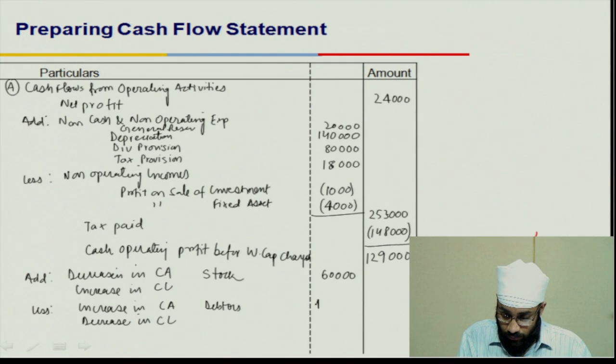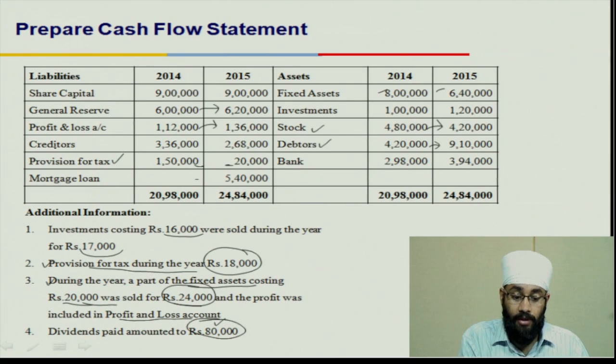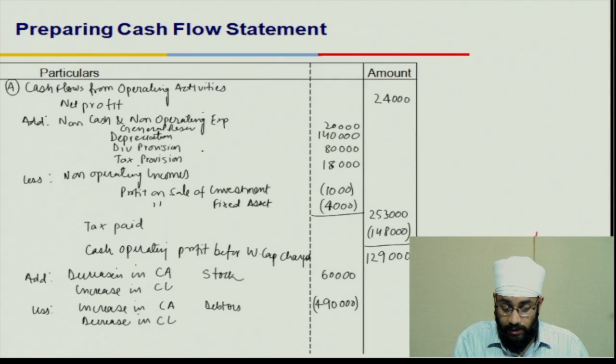This is 490,000. This is going to be a negative figure. And then let's go to the liability side and see the current liabilities. We have creditors, and that's it. Creditors go down, so decrease in current liabilities needs to be deducted. This is 68,000.